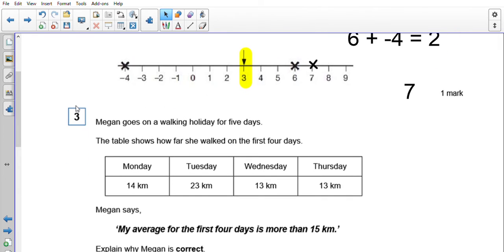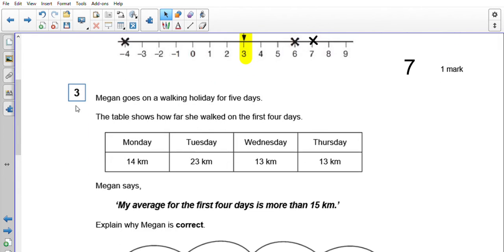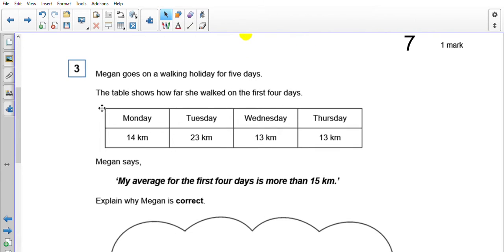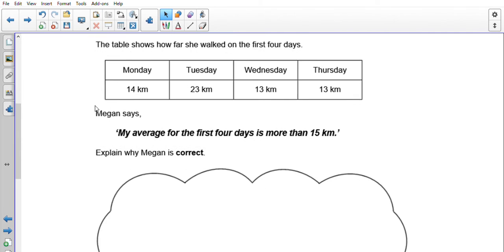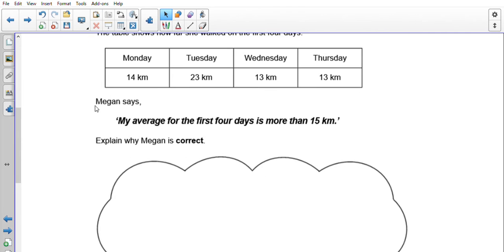Question number 3. Megan goes on a walking holiday for 5 days. The table shows how far she walked for the first 4 days. Megan says my average for the first 4 days is more than 15 kilometers. Explain why she is correct. With all of these, you don't need to do a massive written explanation. You just need to do the calculation to explain this. Always the simplest way to do this.